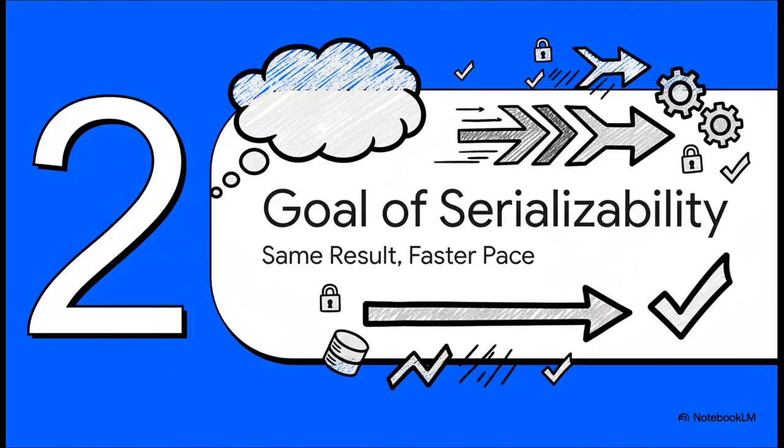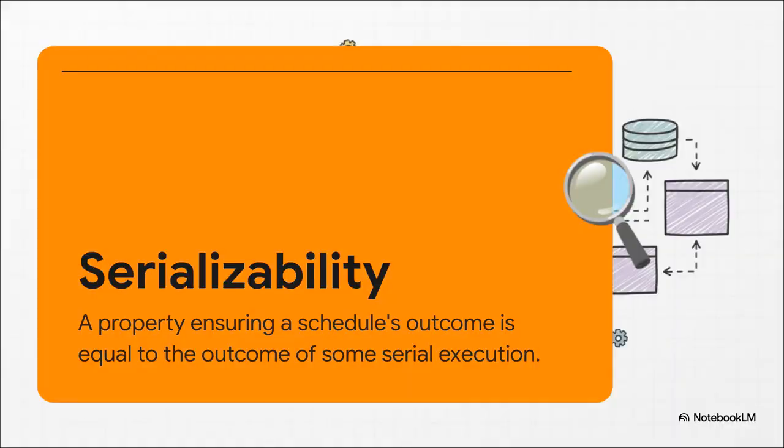And this leads us to the absolute genius idea at the heart of all of this. What if we could get the amazing performance of running things all at once, but with the rock-solid guarantee of correctness that we get from running them one at a time? Well, that is the goal of serialization. So here's the official definition. We call a mixed-up interleaved schedule serializable if the final result, the final state of the database, is exactly the same as it would be if the transactions had just run one after another. It doesn't matter which order, just as long as the outcome matches some possible serial order.